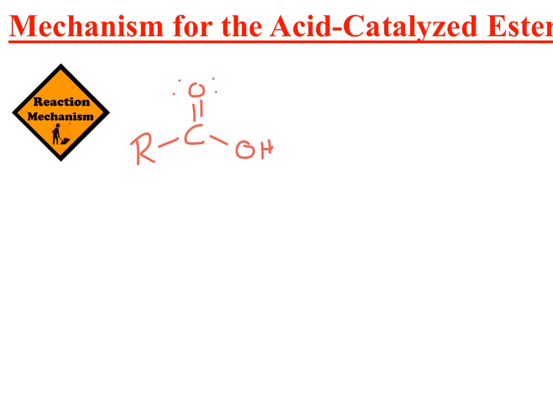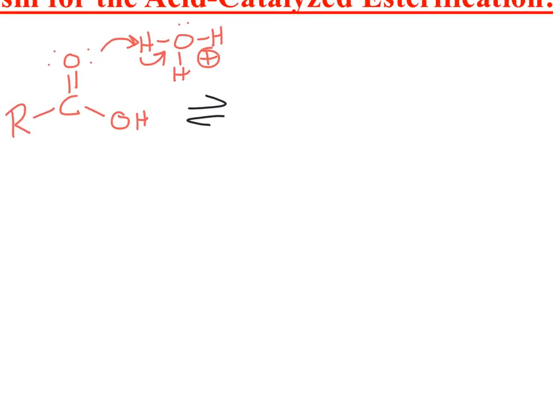the first thing that will happen is we're going to protonate, and typically we're going to protonate the oxygen of the carbonyl. So we have H3O+. And our carbonyl oxygen will swing out and grab one of the hydrogens off of H3O+. These are all under equilibrium conditions. That will give me a protonated carbonyl, shown here.